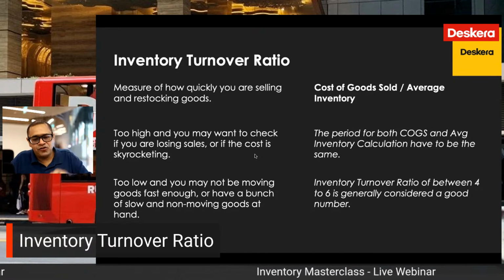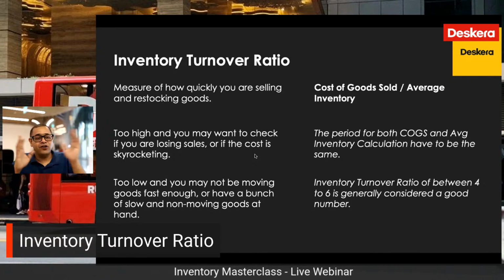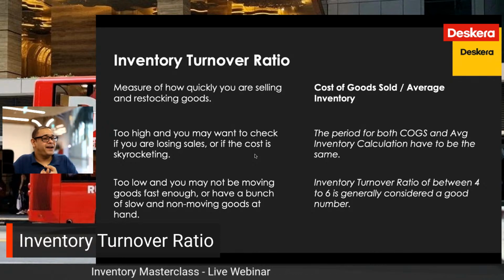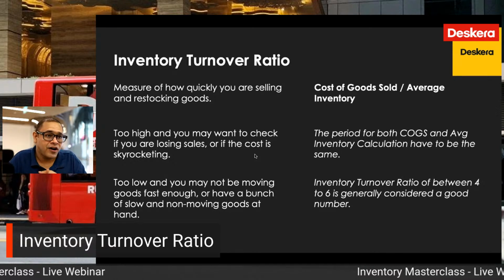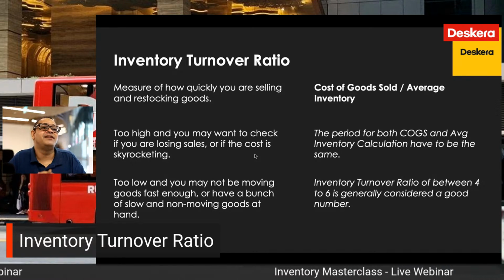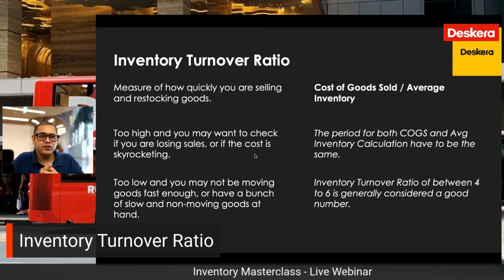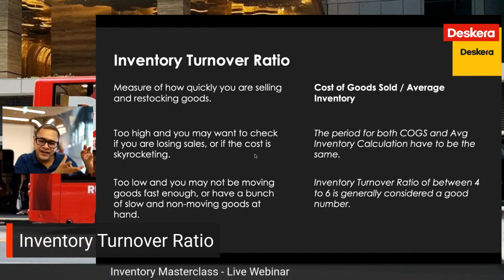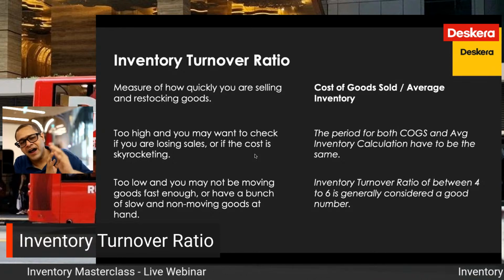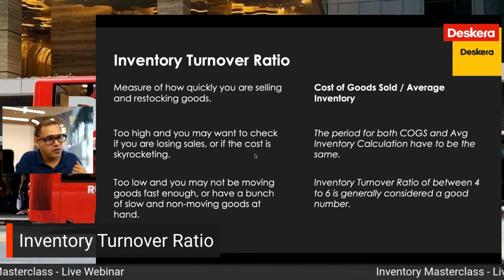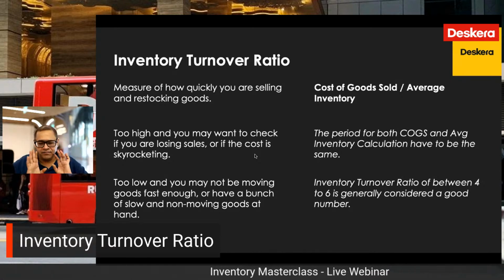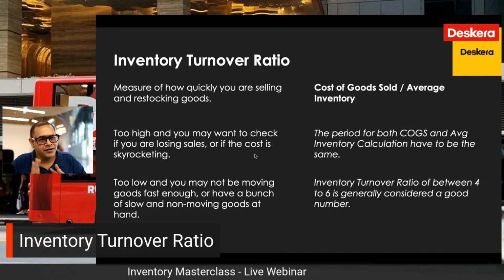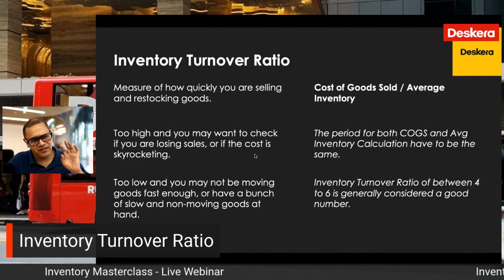So if it is shooting up because of high cost of goods sold, that also by itself may not be a very good thing, because that may mean that your cost of inventory has gone up considerably. So you want to understand the reasoning why this number is going high or why this number is going low, right? But as I said, typically, yes, 4 to 6, if you are, then you're doing pretty well.